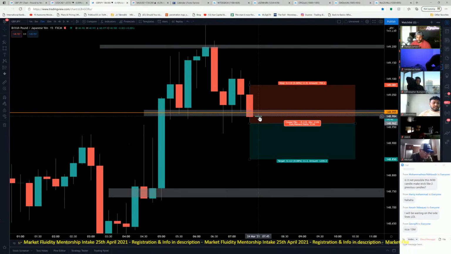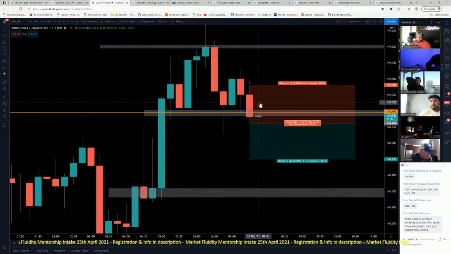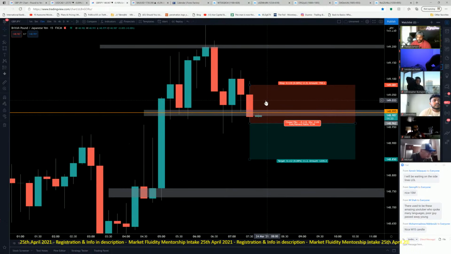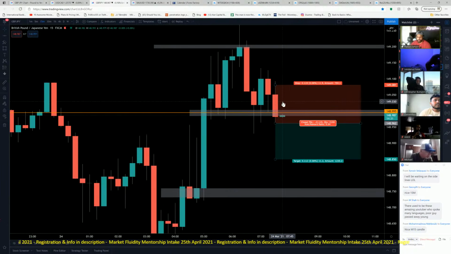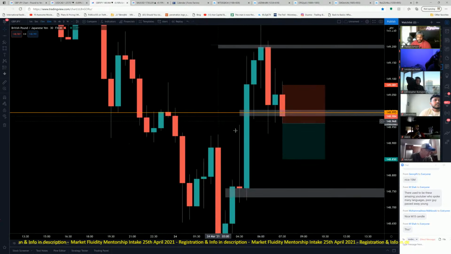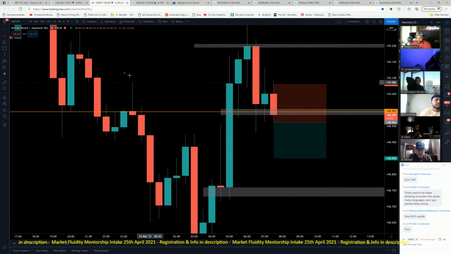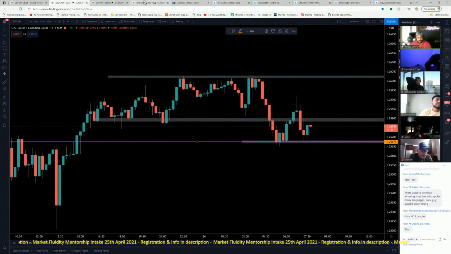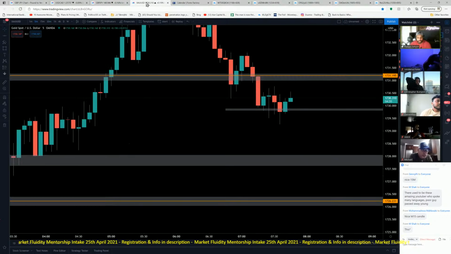Now, if this candle starts moving above, let's say, 149.030, then I'm going to be closing 50% of my position at that point. At 149.030, I'll close 50%, and then I'm going to leave the rest running. So that's my plan with this trade over here. So we shall wait.